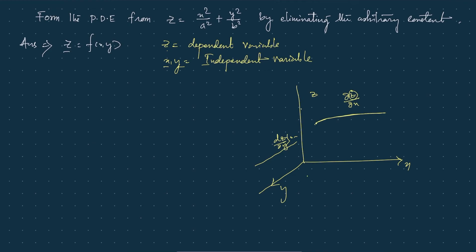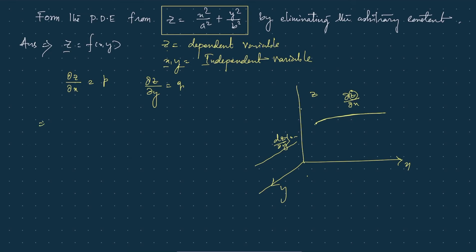Then I am going to differentiate with respect to x, dou z by dou x, so this will be small p. Okay, now dou z by dou y, this will be small q. Okay, now what I will do is I'm going to form a partial differential equation from this equation which is given to us from this solution.